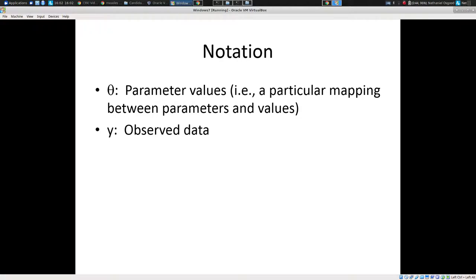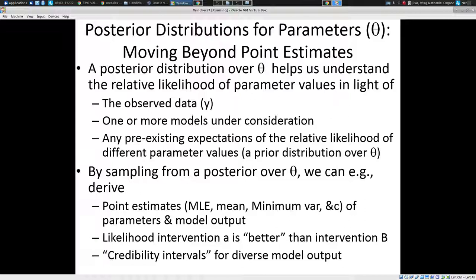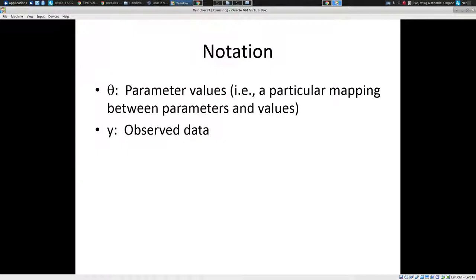It's the data from the world. It's the empirical data. Okay. Now, in contrast to particle filtering, this may sound a lot like particle filtering, but it's different. There's two big things that should stand out in your mind soon about why this is different.